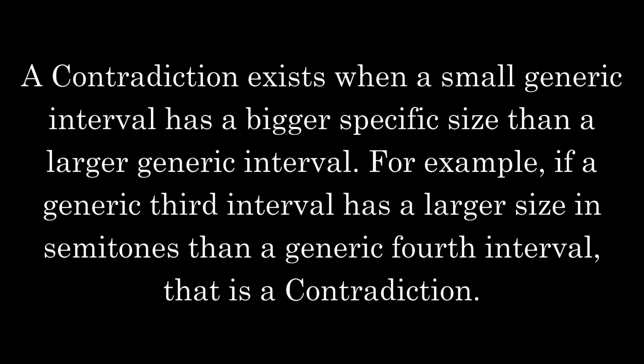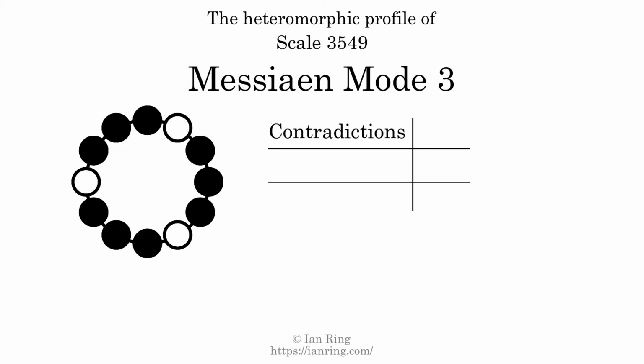A contradiction exists when a small generic interval has a bigger specific size than a larger generic interval. For example, if a generic third interval has a larger size in semitones than a generic fourth interval, that is a contradiction. The number of contradictions in this scale is 0.